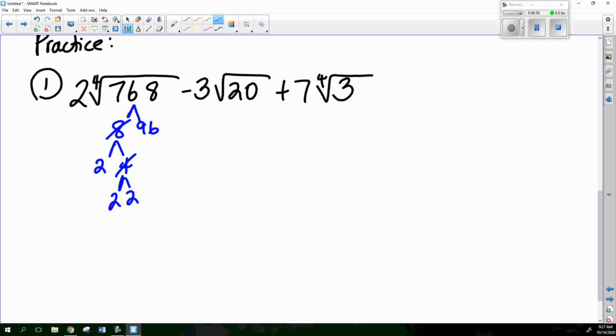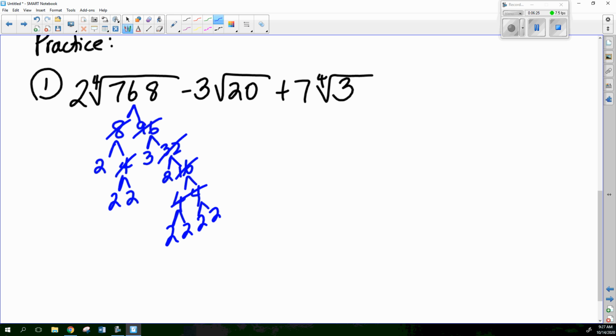Okay? How about 96? 3 and 32. So 3 is done, yes? But 32 keeps going into what? 2 and 16. 16 goes to 4 and 4. Another 2 and 2, 2 and 2.